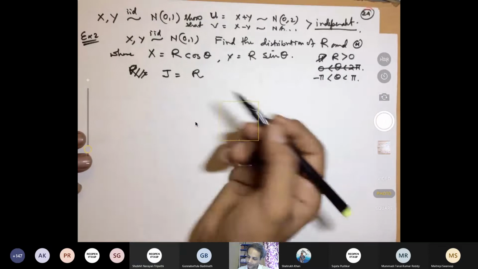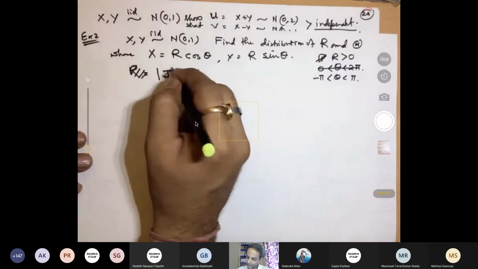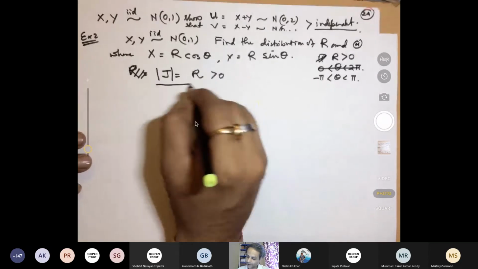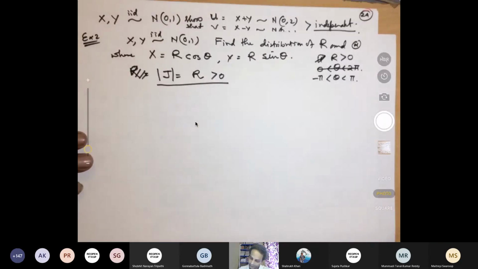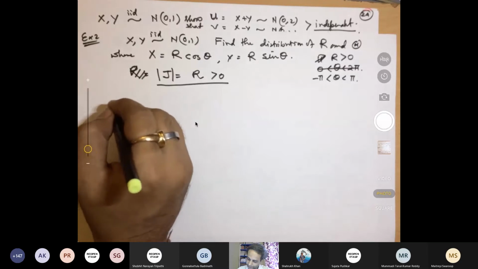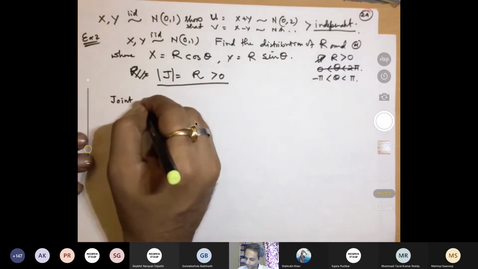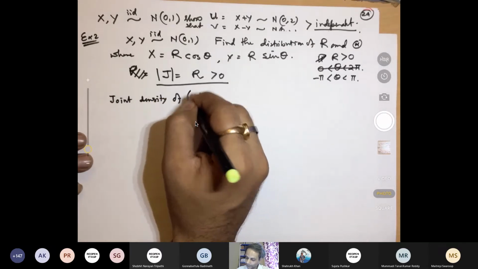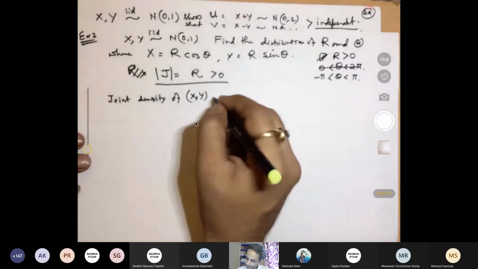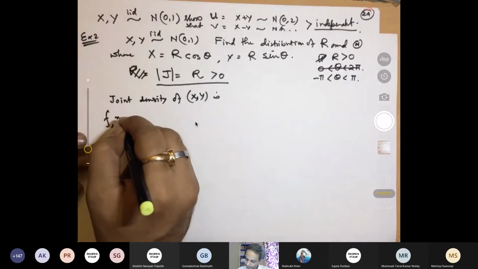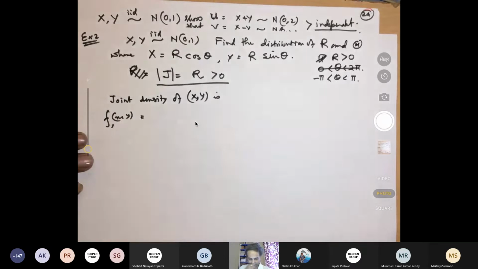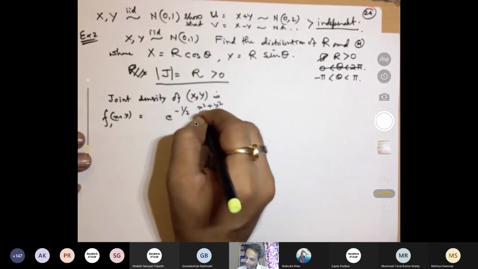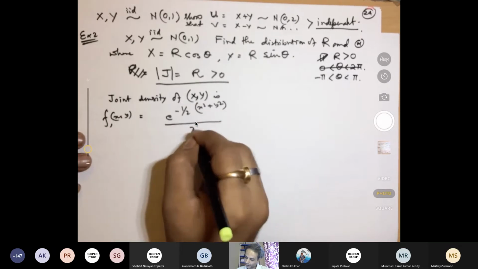So the determinant of the Jacobian matrix is r, and it is greater than 0, so our life is easy. Now write down the joint density of x, y. The joint density of x, y is f_xy, and that is e to the power minus half x squared plus y squared, over root 2 pi.